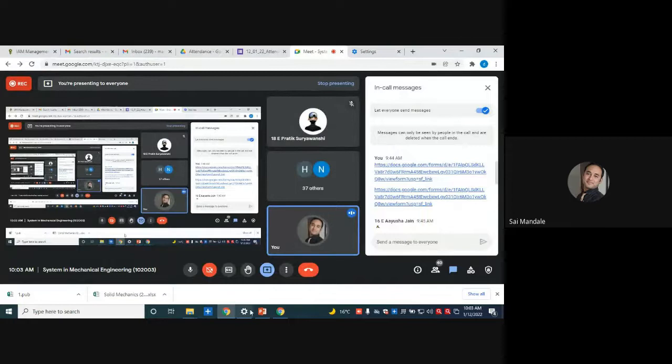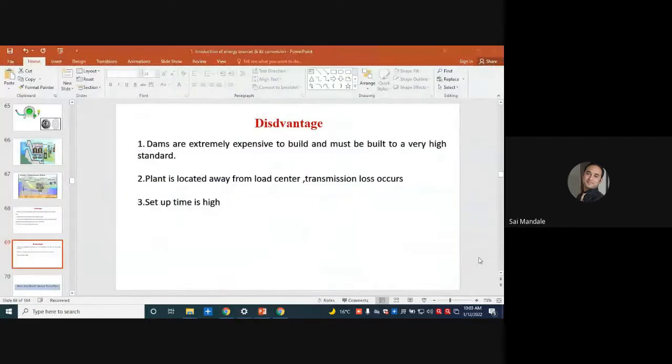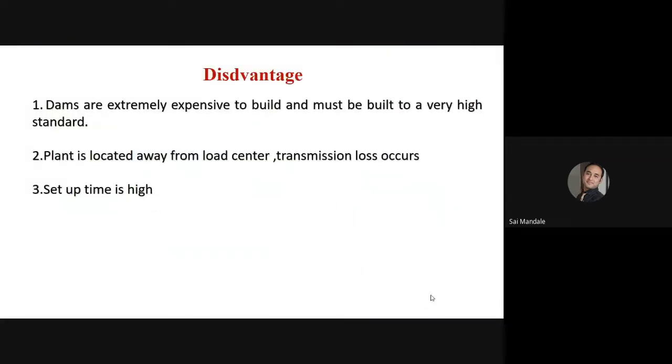So we have done the advantage points. Now the disadvantage point is, dams are extremely expensive to build and must be built to a very high standard. The construction is very expensive and time consuming. Once the dam construction is started, it takes 3, 4, or 5 years to construct the complete dam. So this is one very important disadvantage.